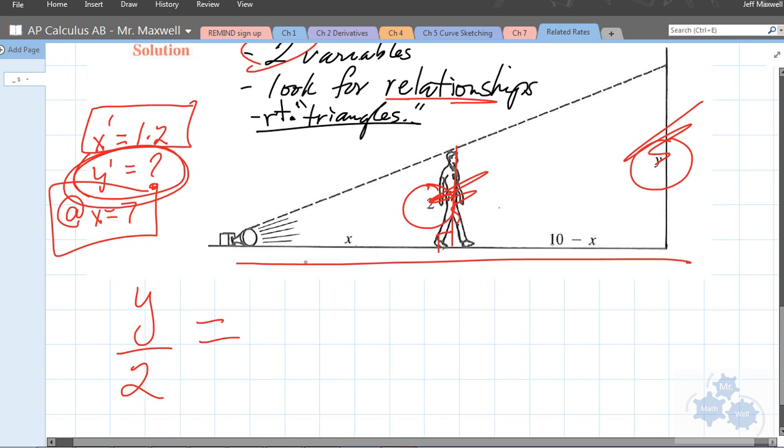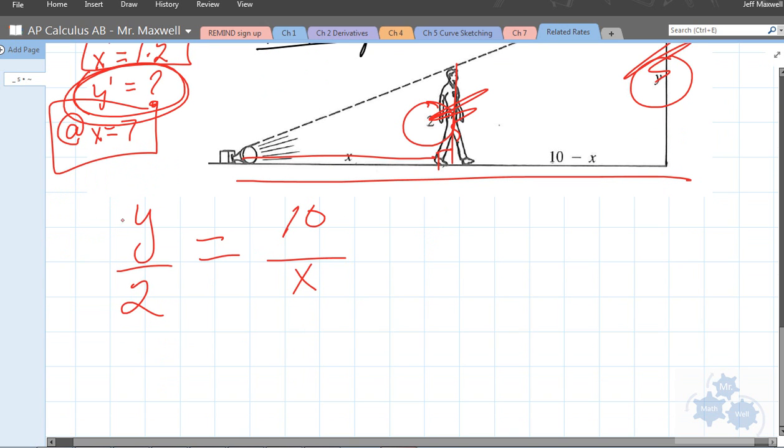10 over x. Okay? So you could kind of go two different ways here. You could, I don't know if I'd suggest this, but you could write this as xy equals 20, right? If you just multiplied like that.